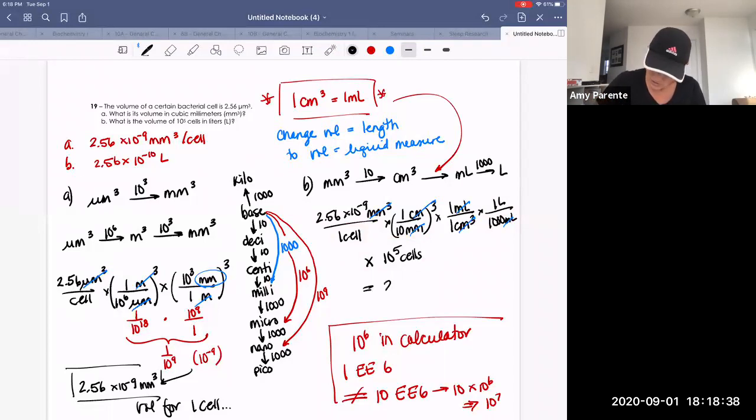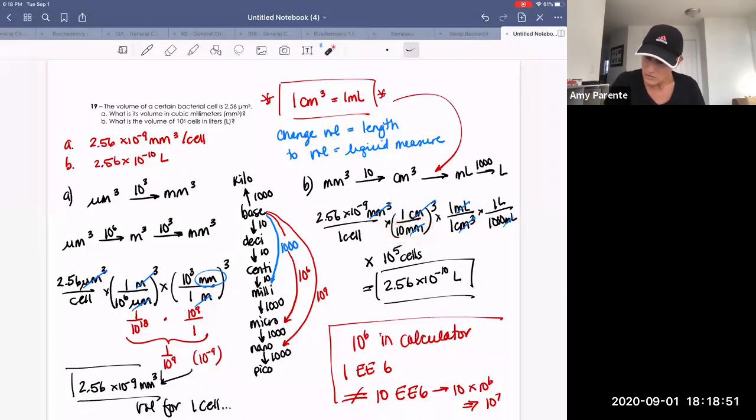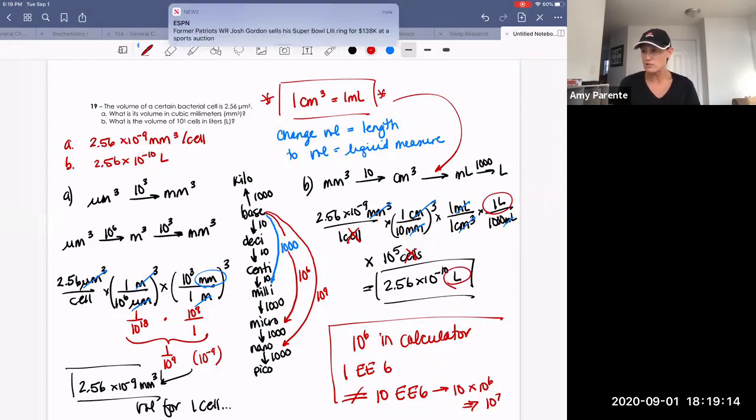Do the math here, and you're going to get 2.56 times 10 to the minus 10th liters. And this is another one where you need to make sure you account for the fact that I've got 3 tens in my denominator there, and there's 1,000 that I'm going to have here, and then I'm going to have 100,000 in my numerator from there. So we need to keep all those pieces together. This last piece is really important because I don't want to know the volume of one cell. I want to know it for 100,000 cells, and so I'm just left with units of liters.